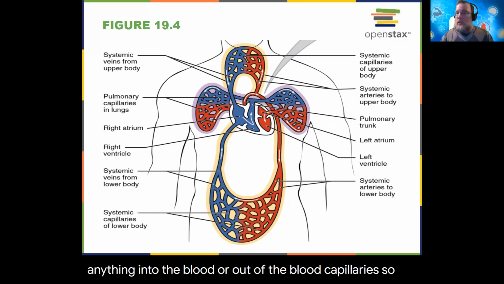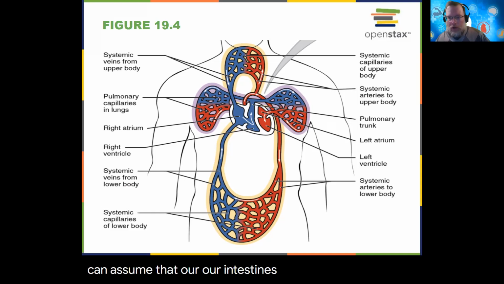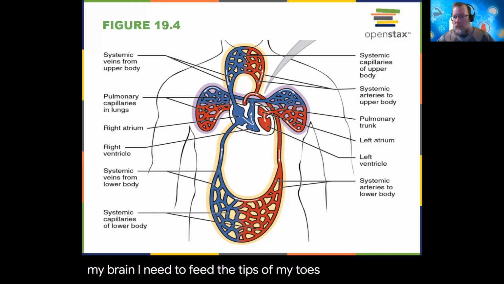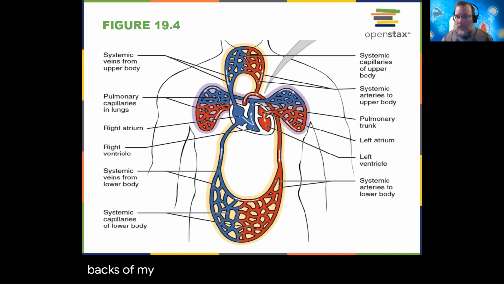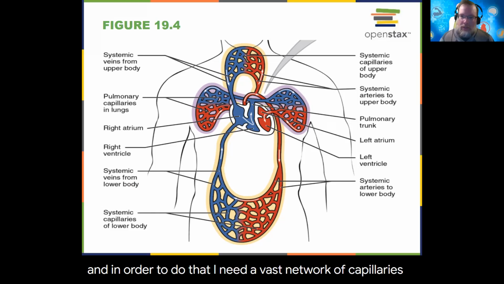Capillaries. So we can assume that our intestines are going to be full of capillaries. We can assume that the lungs are going to be full of capillaries. We can assume that the kidneys are going to be full of capillaries. The liver is a major filter, full of capillaries. We also find capillaries everywhere. I need to feed my skeletal muscles. I need to feed my skin. I need to feed my brain. I need to feed the tips of my toes and the backs of my heels. I need to feed every aspect of my body. And in order to do that, I need a vast network of capillaries.